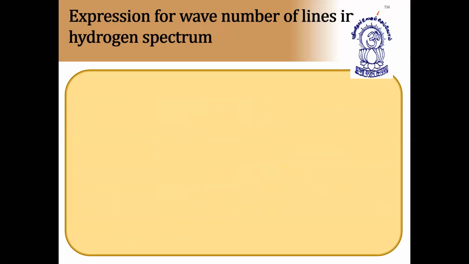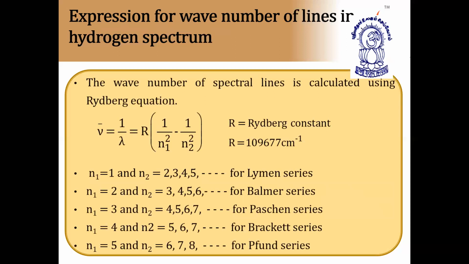And the expression for the wave number of lines in the hydrogen spectrum is very, very important. This is called Rydberg's equation. From the spectrum only we got Rydberg's equation. The wave number of spectral lines is calculated using the Rydberg equation. The wave number is denoted by the letter nu bar.